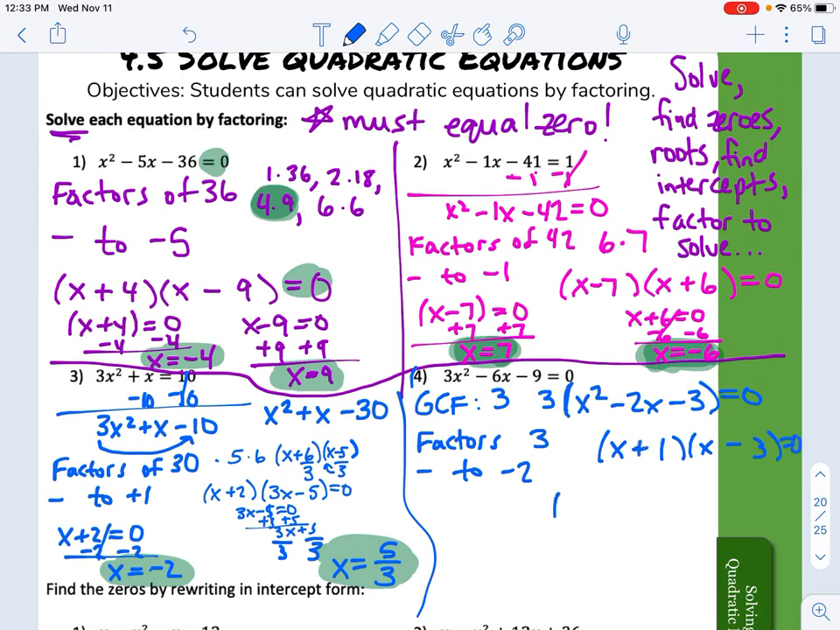Equal that to 0. And then go ahead and solve. So x equals negative 1. And x equals positive 3. Once again, if we were to graph this, this is where it would cross the x-axis at negative 1 and positive 3. Oh, also, it doesn't change our factor solutions anymore, but make sure to bring down this 3 that we pulled out.